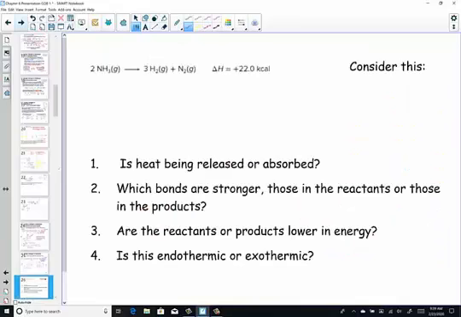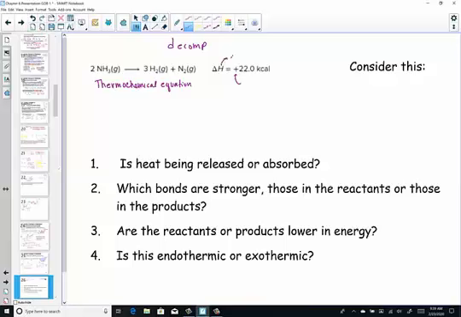Let's consider this. When 2 molecules of ammonia, NH3, decompose, this is a decomposition problem, it decomposes to form 3 molecules of hydrogen and 1 molecule of nitrogen. To do so, the delta H is included as 22 kcals per mole, and notice its sign is positive. This is a thermochemical equation. It's a balanced chemical equation that includes the delta H information.